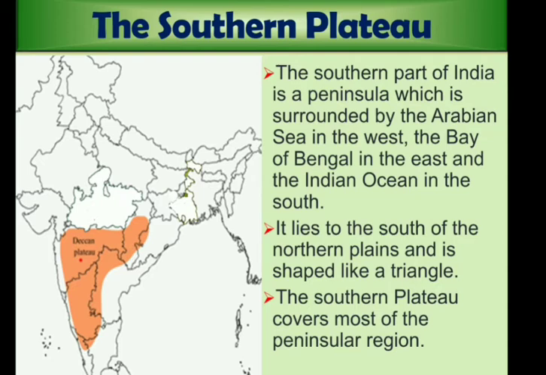Rivers like Godavari, Krishna and Kaveri flow into the Bay of Bengal and Narmada and Tapi rivers flow into the Arabian Sea. In the north, the hills of the Satpura and the Vindhya ranges separate the plateau from the northern plains. Next we have the coastal plains.